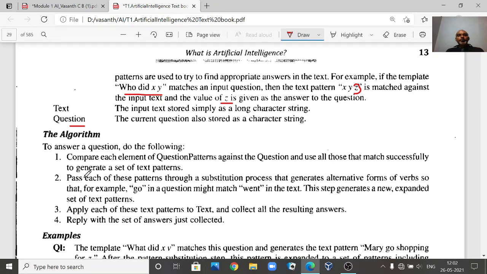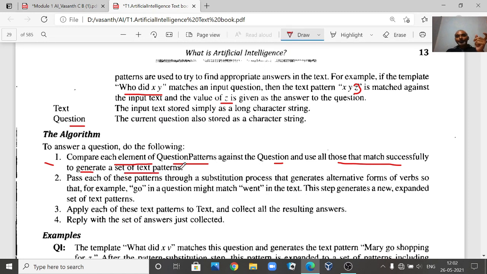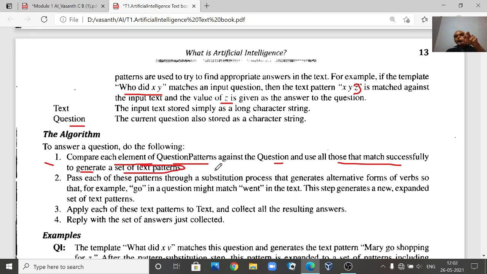Now, what is the algorithm? How are we going to write the algorithm? So, what is the first step we are going to do? Compare each question of your question pattern. You have got certain patterns, question patterns or templates. Now, you compare each element of your question pattern against the questions. You have questions, you have some question templates. You compare them with your questions and use all those that match successfully to get a set of text patterns. If this template matches with the question, corresponding to that you try to generate the text patterns.